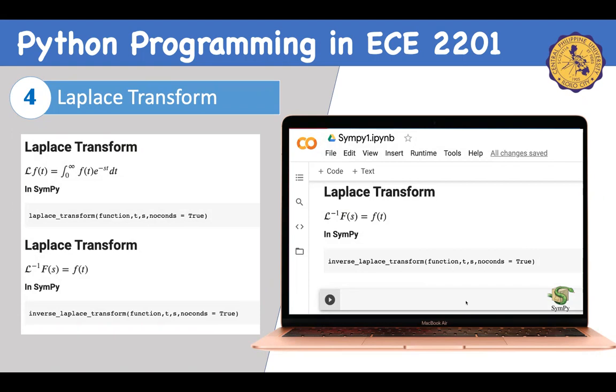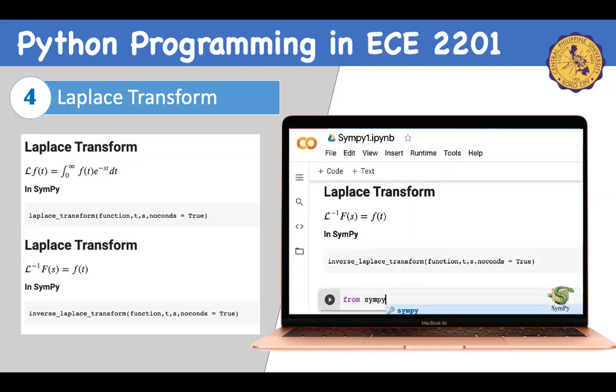Now in SymPy, we use laplace_transform to solve for the Laplace transform. So laplace_transform of your function, comma t, comma s, noconds equals True. Okay, that's for the Laplace transform. Below is the inverse Laplace transform. Now we go to the coding part.